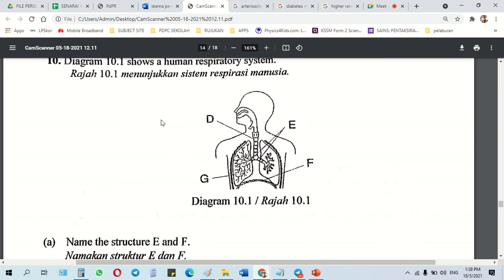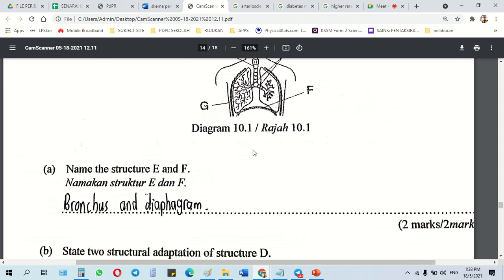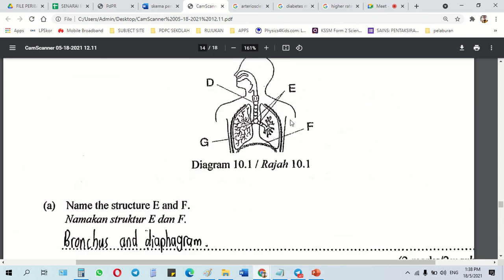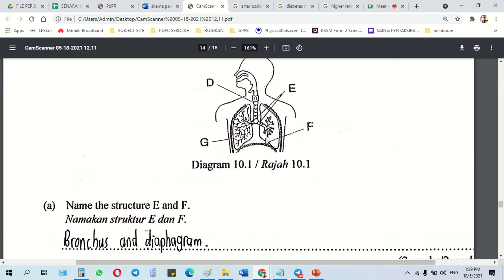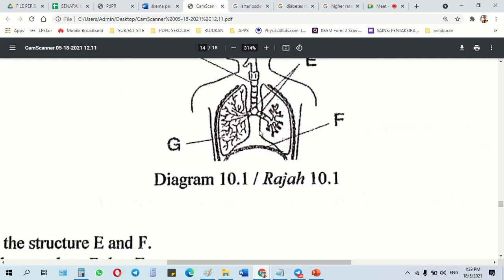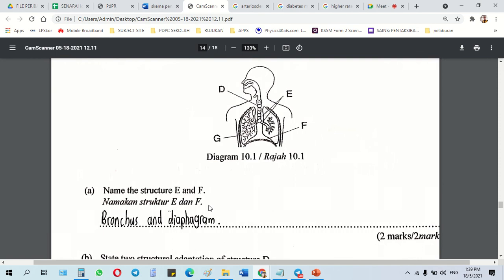Okay, diagram 10.1. So this is a human respiratory system. Okay, name the structure of E and F. Okay, E is bronchoid and F is diaphragm. Okay, bronchus and diaphragm. So bronchoid, actually bronchoid dia lebih spesifik saya rasa untuk E ni tadi. Nanti pun saya bincang dengan ni lah kalau boleh terima bronchus tu tadi.